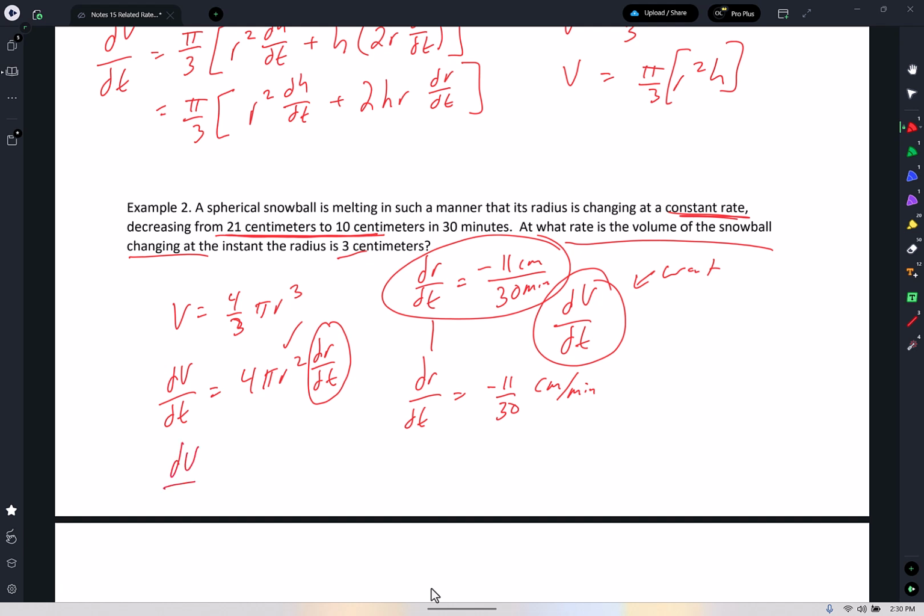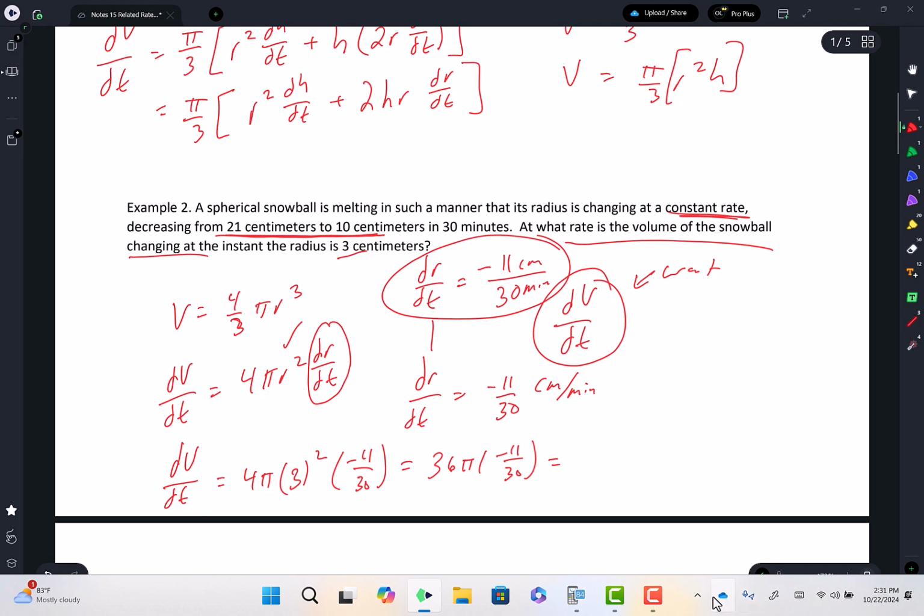So here we go, guys. My dV/dt is nothing more than 4 times pi times the radius squared, so 3 squared, and then the dr/dt, negative 11 over 30. So let's see, 3 squared is 9, 9 times 4 is 36. So 36 pi times negative 11 over 30. Man, I don't know what that is. So let me just take my calculator. So I'm going to go 36 times negative 11 over 30.